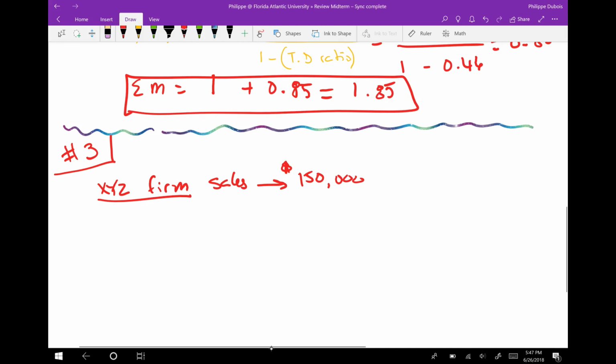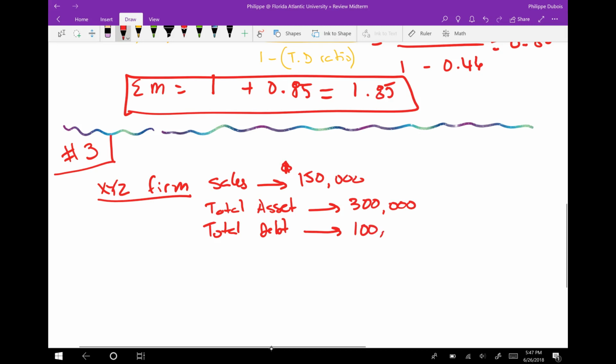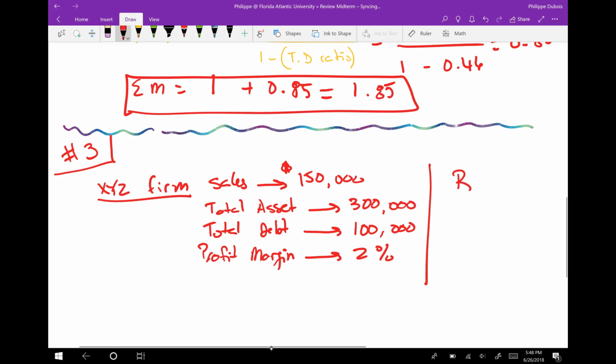Okay, sales are 150,000. Total asset for XYZ is 300,000. Okay, total debt is 100,000. Okay, and the profit margin is 2%. All right. Now the question is asking you to find the return on equity.